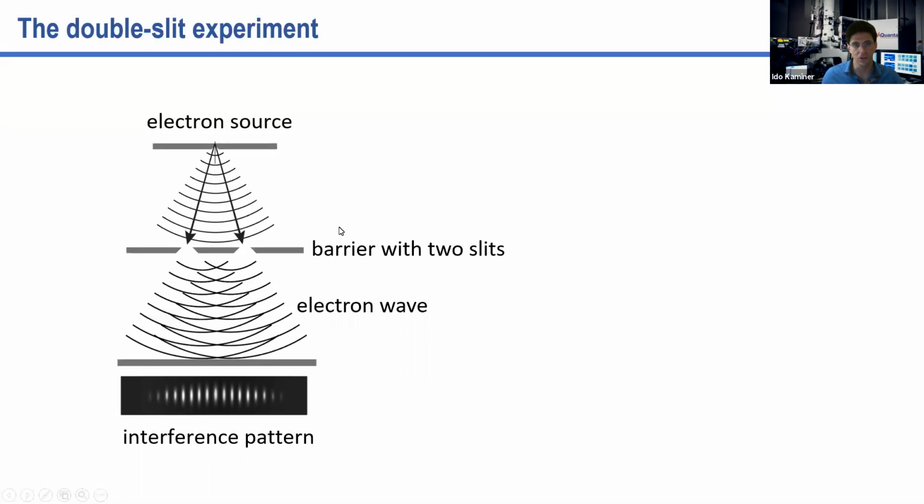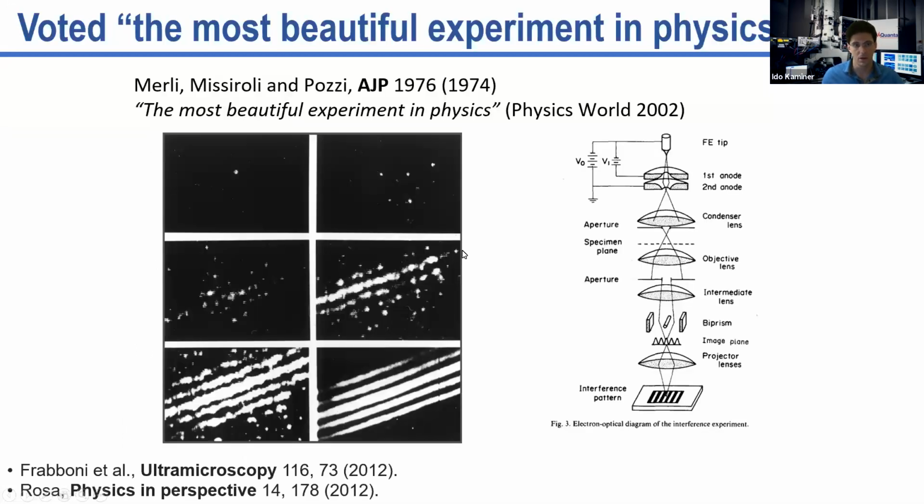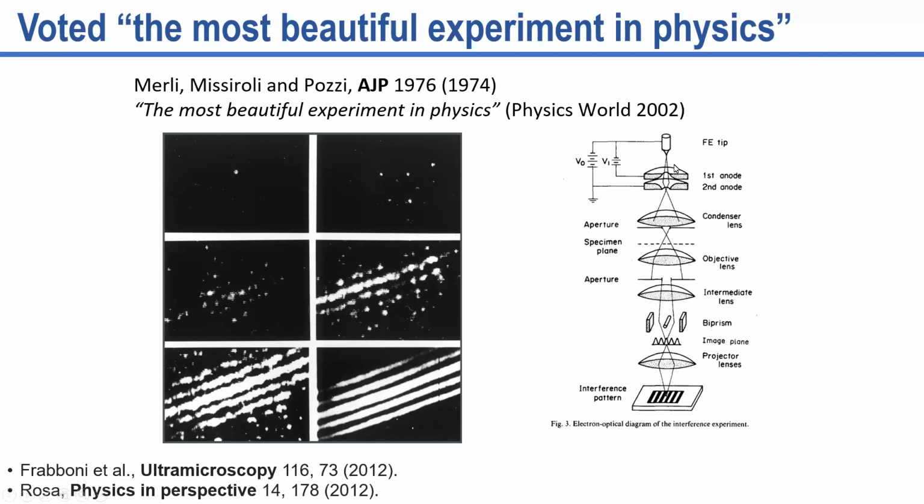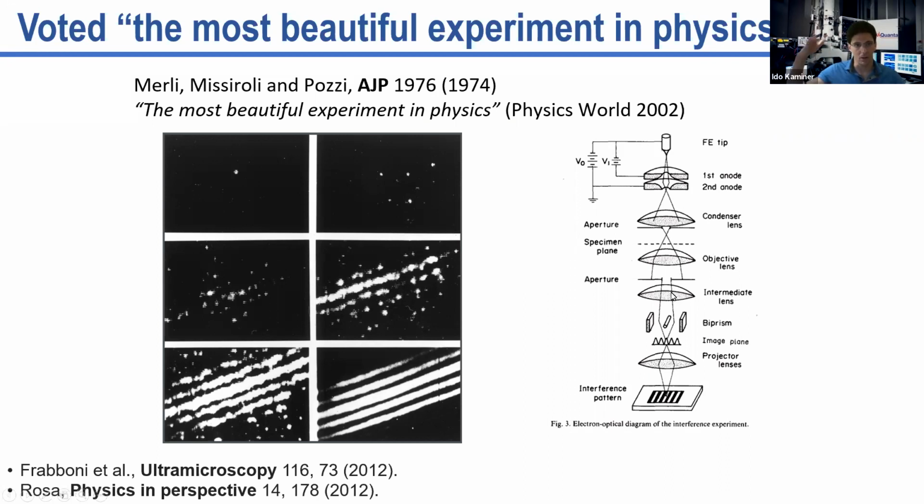And actually, the first experiment that showed this, I don't know if you're familiar with this, was in the 70s in Italy, an experiment done inside an electron microscope. What you can see here is a series of lenses. Those are electromagnetic lenses that can collimate the electron beam. And then at some point, the electron beam is split in two and then brought together and interferes. And what you can see here is a really beautiful example. It was, by the way, voted in the beginning of the 2000s to be the most beautiful experiment in physics by the readers of Physics World. And it is, I think, a beautiful experiment.